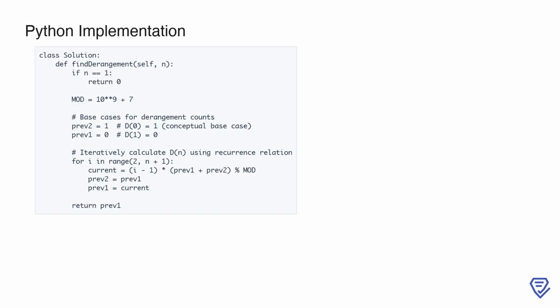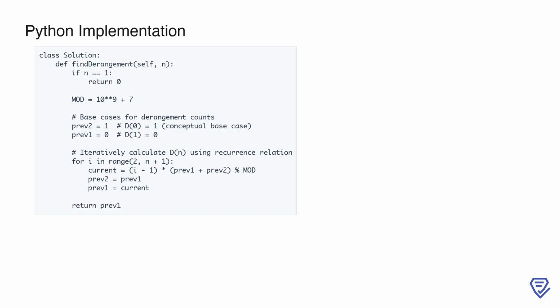Explanation of the code. 1. Edge case handling. If n equals 1, the function immediately returns 0 since there are no derangements for a single element. 2. Modulo constant. We define mod equals 10 to the power of 9 plus 7 to ensure that the result does not exceed the constraints of large numbers, as required by the problem. 3. Base cases initialization. Previous2 is initialized to 1, d[0]. Previous1 is initialized to 0, d[1].